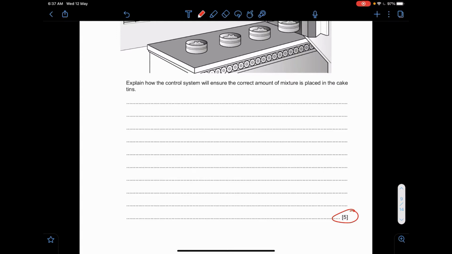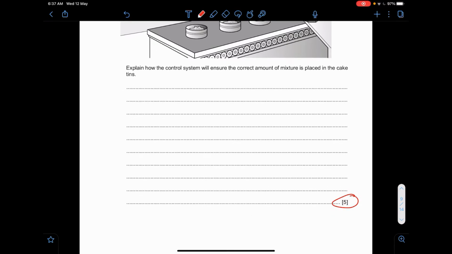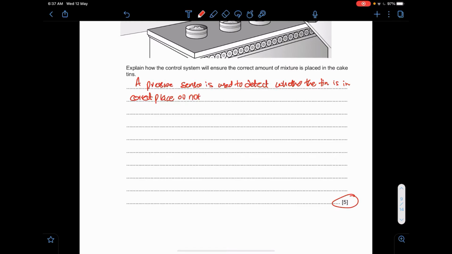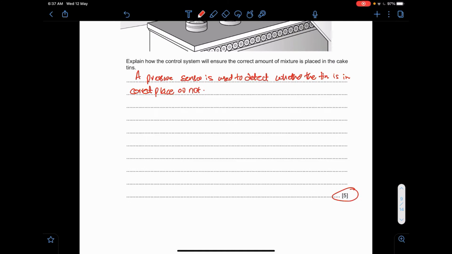So first of all, as you can see in the diagram, there's a conveyor belt, and then you have the cake tins and you have this mixture stuff, all that stuff, right? So first of all, we can say that a pressure sensor is used to detect whether the tin is in correct place or not, right? So this is your point 1. So you're using a sensor to check if it is in the correct position, because if it won't be in the correct position, then the mixture will not, of course, go inside the cake tin, right? So that is your step 1.